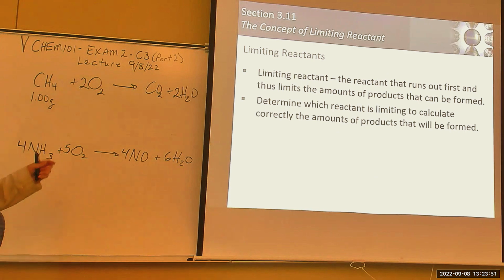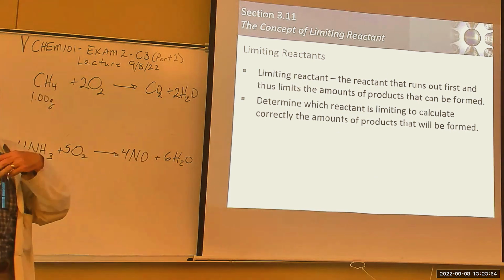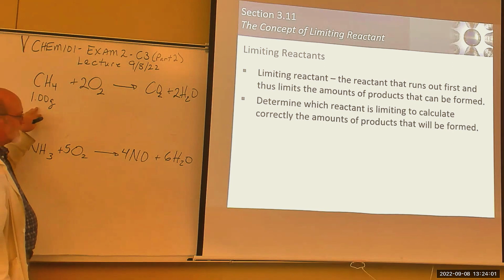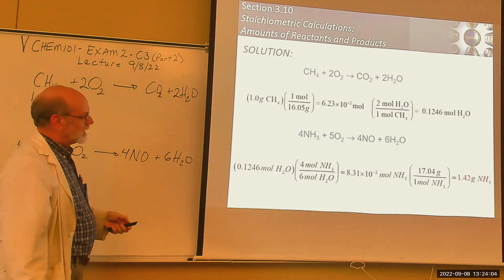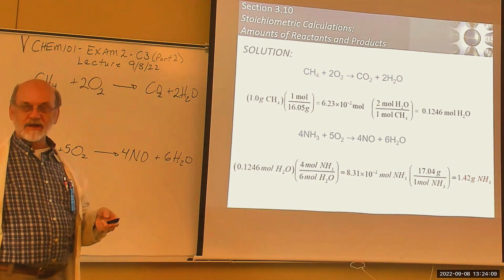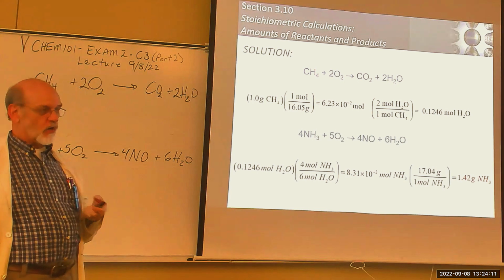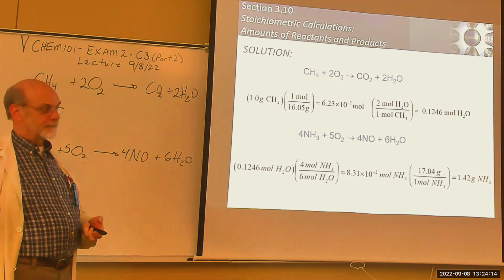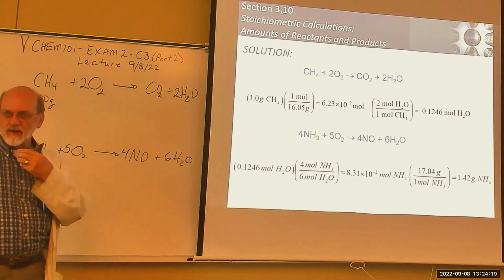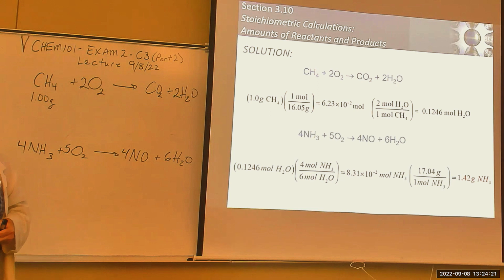Now, remember I said the way we have it set up, we're assuming 100% conversion. If we say this many grams of methane, then it's going to produce 0.1246 moles of water. But in reality, there's always some loss. When you start weighing things out, when you start collecting products, you're going to lose some. Well, actually, I'm jumping ahead.